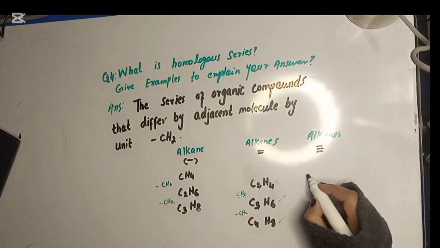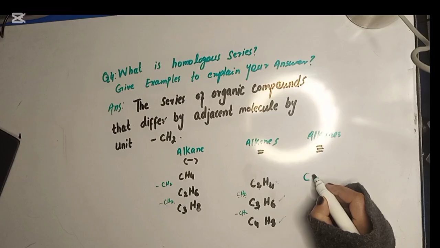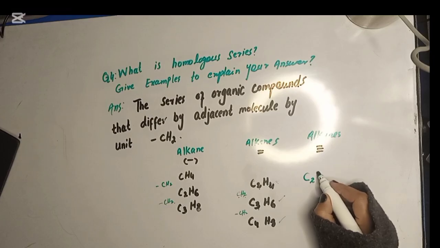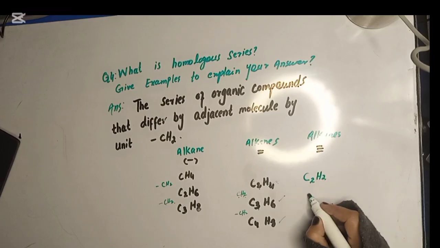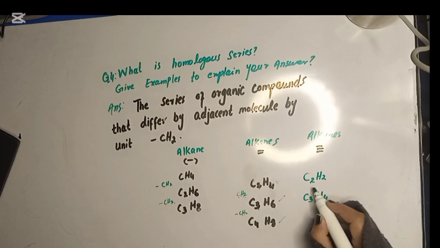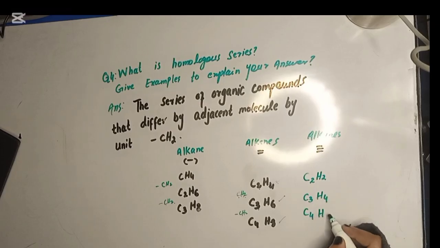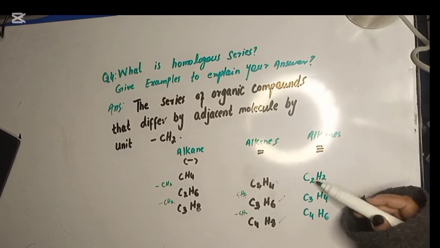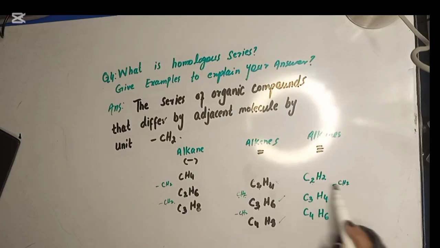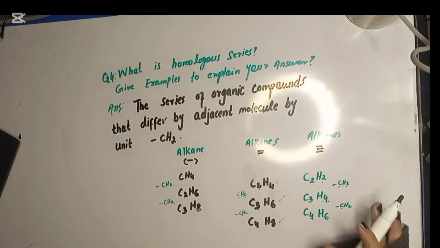Now take the example of alkyne. Look at this. Alkynes have a triple bond. It starts from C2H2, ethyne. Then C3H4, add 1 carbon, C4H6. Now what am I doing? Just addition of the CH2 unit. 2 carbon and 1 is 3 carbon. 3 carbon and 1 carbon is 4 carbon. And this is an example of a homologous series.